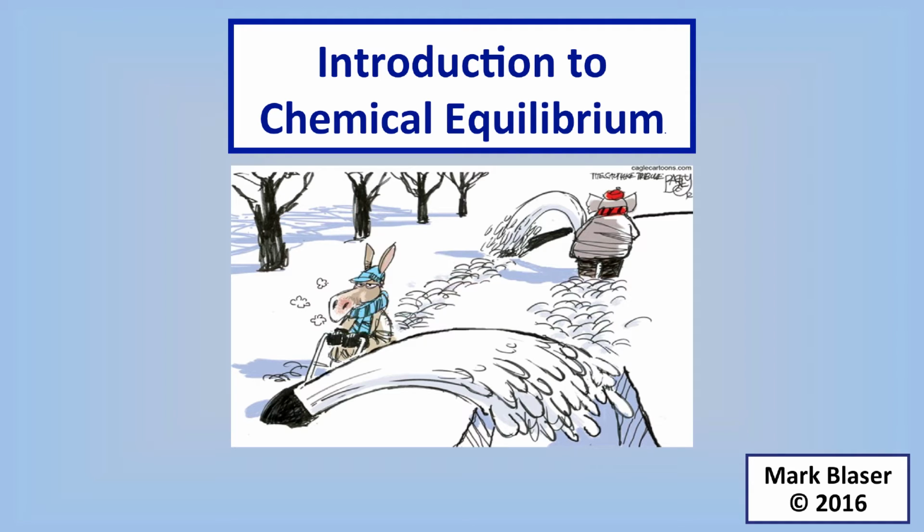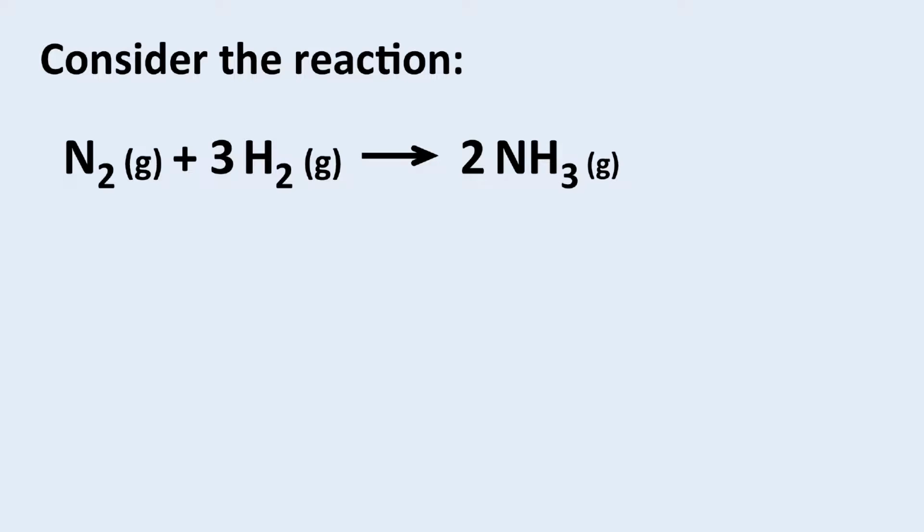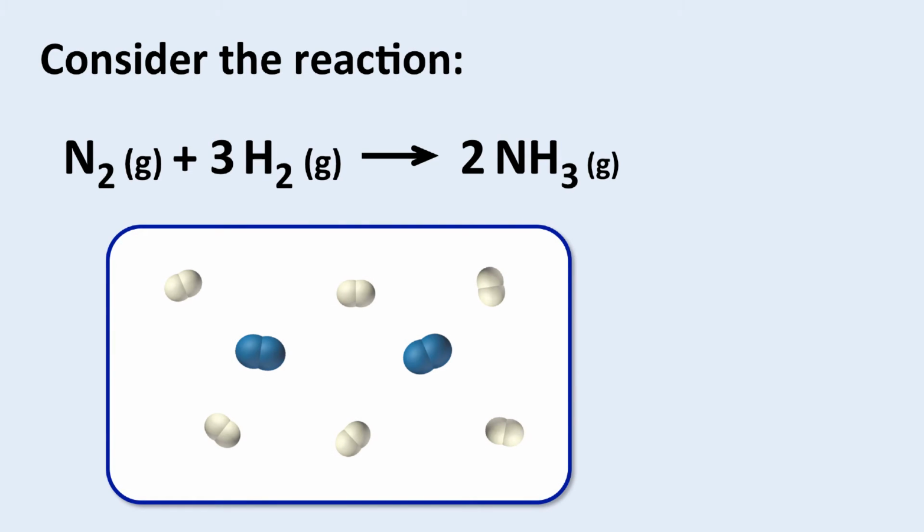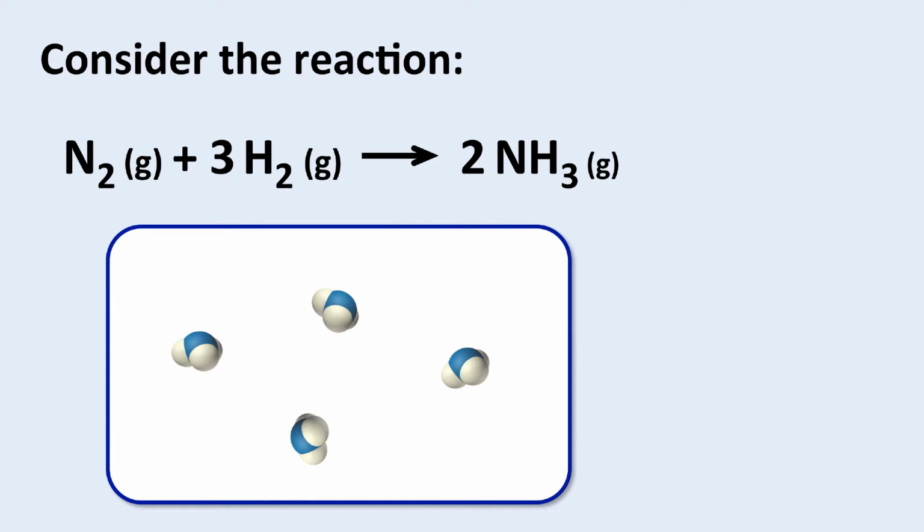Welcome to a screencast on an introduction to chemical equilibrium. Let's start by considering the reaction of nitrogen and hydrogen to make ammonia, NH3. If we were to have some nitrogen and hydrogen, the reactants, in a container, and they were in a situation where they could react, we might expect to produce ammonia, NH3.